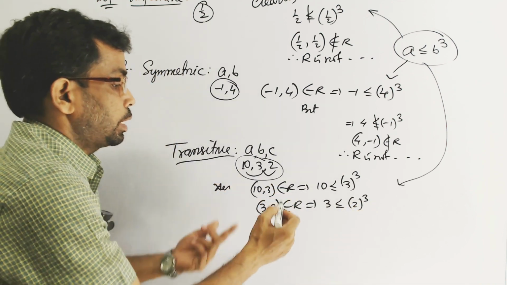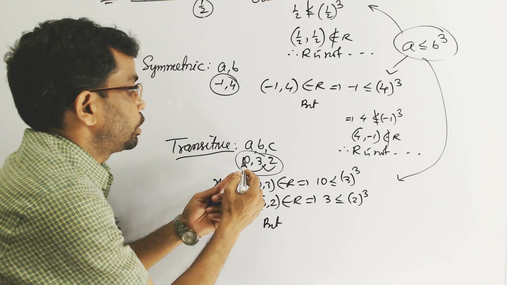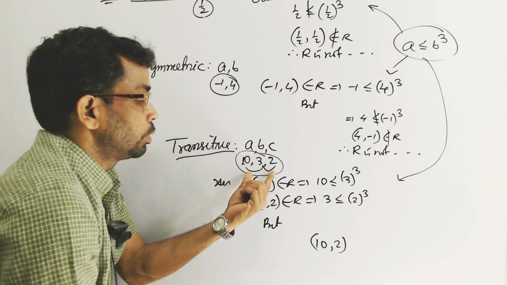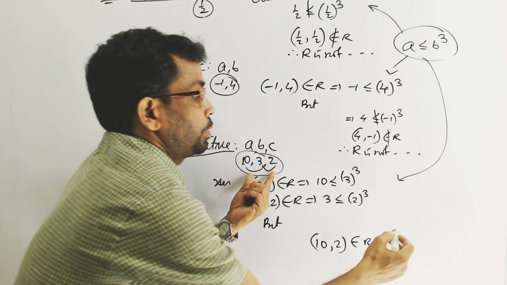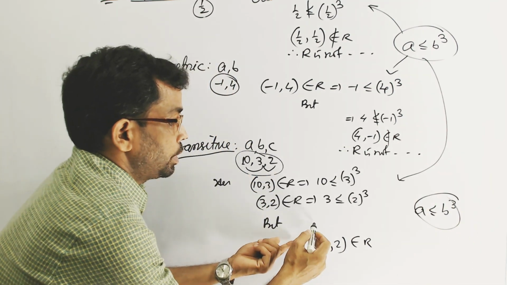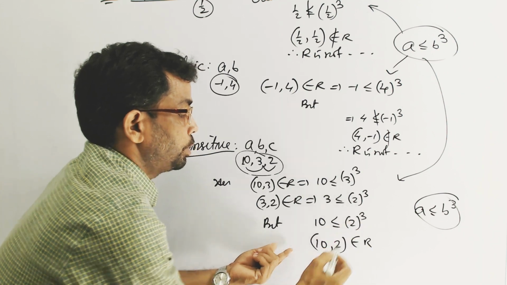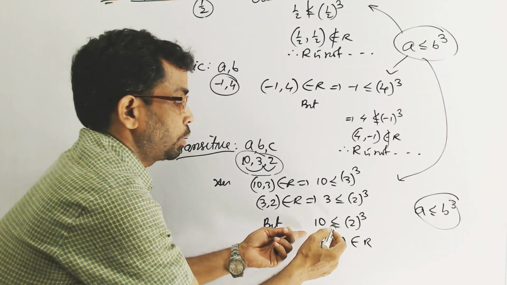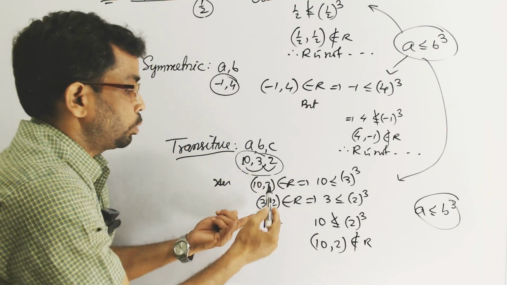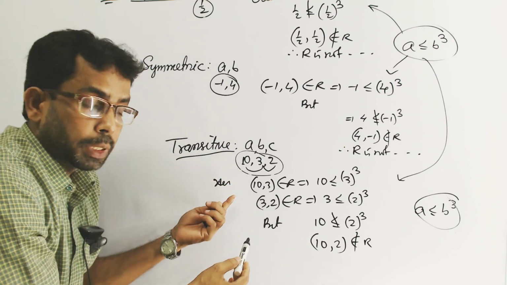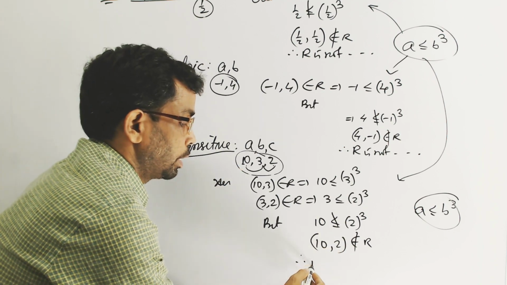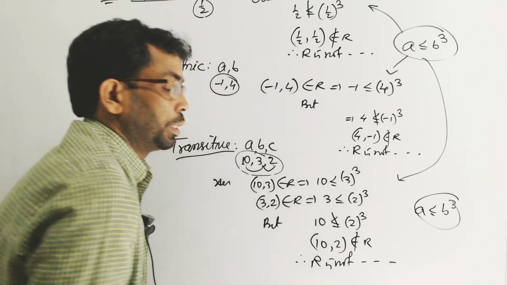But if we take the first and the last, that means 10 and 2, if this pair made by the first and the last is to be related, then they also must satisfy this condition, a ≤ b³. But what we can see here is 10 ≤ 2³. Is it true? No. 2³ is 8, so 10 is not less, and hence (10, 3) is there, (3, 2) also is there in the relation, but the pair made by the first and the last, that means (10, 2), is not in the relation. Therefore the relation R is not transitive.